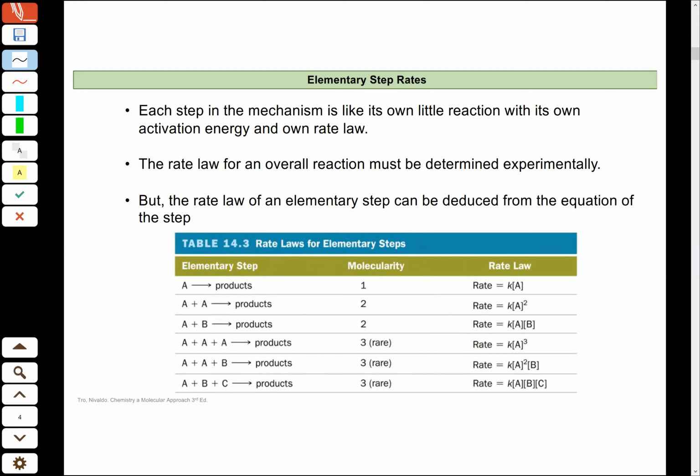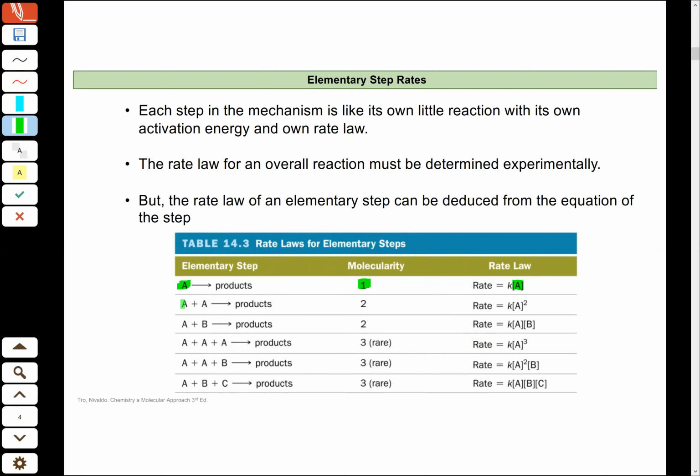But if we look just at each individual elementary step, we can actually determine its rate law just by looking at the stoichiometry of the reaction, which is very convenient. So if we have something that is just a one-step reaction, I guess we call it molecularity, which is a mouthful. But if we just have one reactant, so we just have A decomposing into products, our rate will be first order with respect to A.